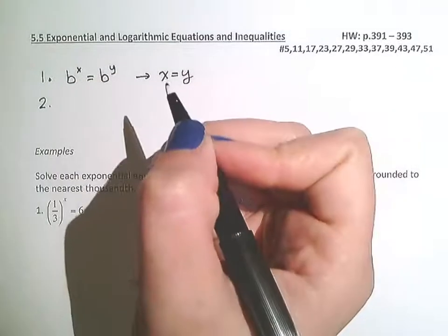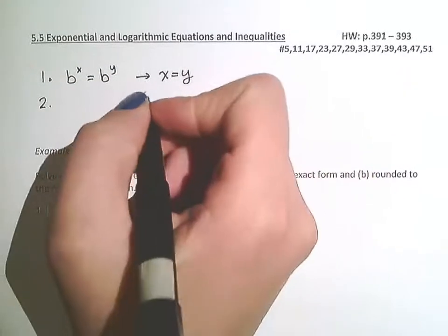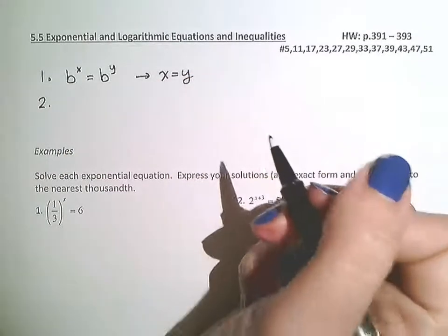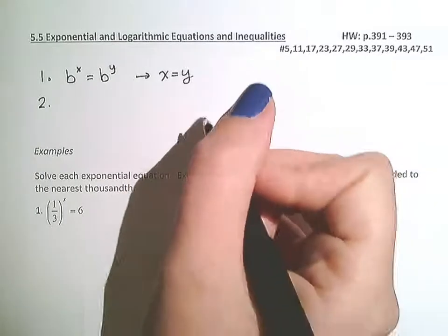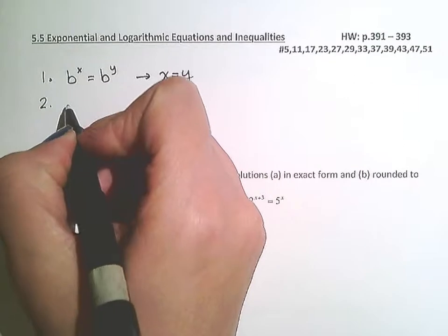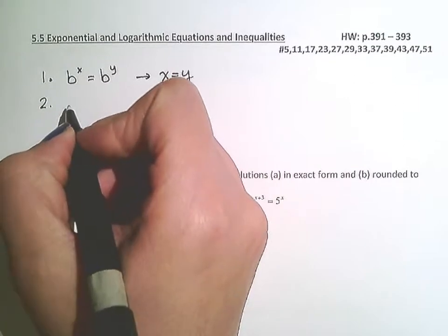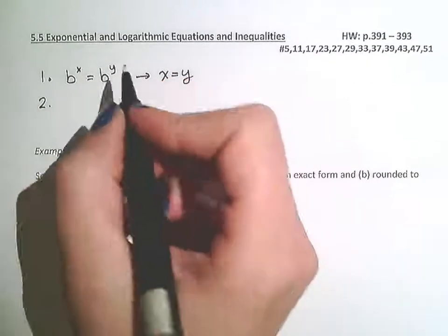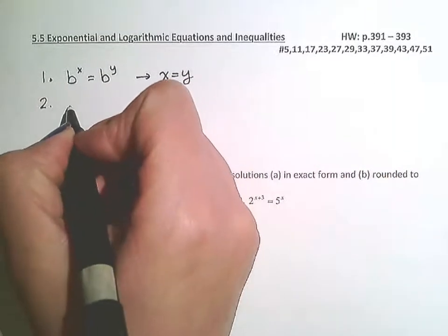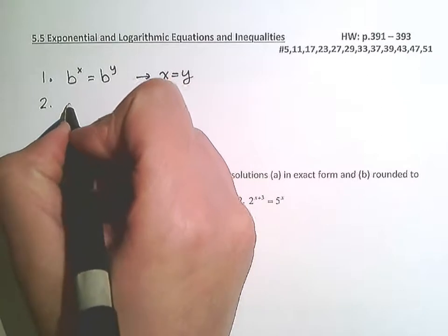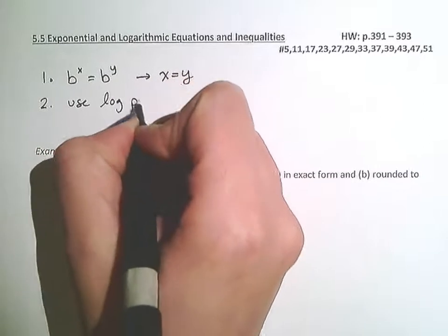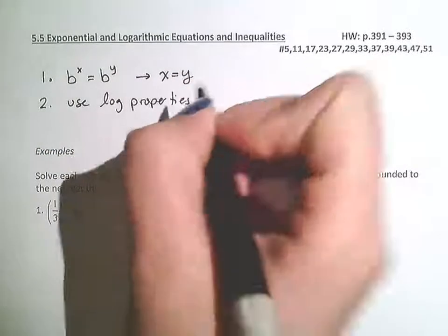But what if you can't have a common base? What if there's a problem that there's no way for you to figure out a common base? So at that point, what you do is you use a common log and try to cancel out the logs and use the properties of logs to solve it. Okay, so we use the log properties in these videos to solve.